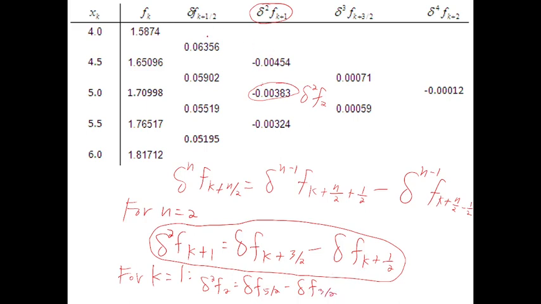Okay, so let's see. For k equals 0, okay, that is delta f 1 half. For k equals 1, delta f 1 plus 1 half is 3 halves. Then for k equals 2, 2 plus 1 half, 5 halves. There, okay? So delta f 5 halves minus delta f 3 halves. Okay, so you just subtract, then you'll obtain delta squared f sub 2. Okay, next.